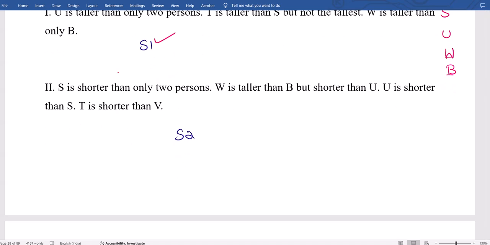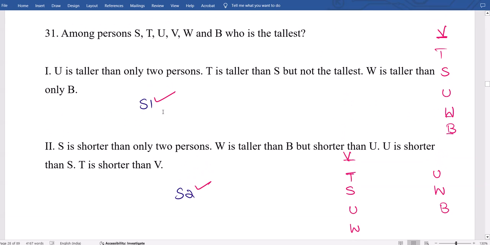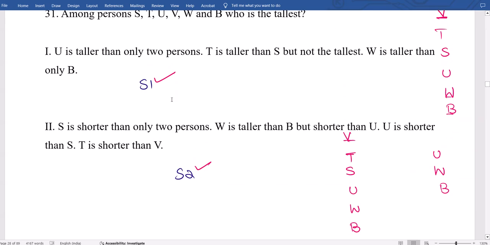S is shorter than only two persons. W is taller than B, but shorter than U. U is shorter than S. T is shorter than V. Two alone also possible, guys. One alone possible, two alone possible. A lot of people, when one alone is possible, are not trying two alone. You have to try two alone as well.